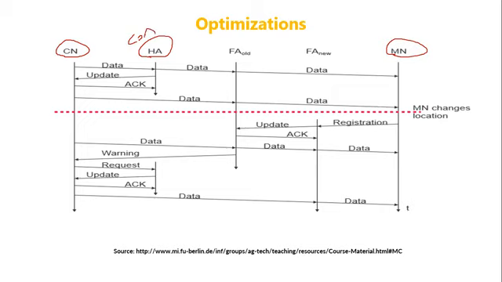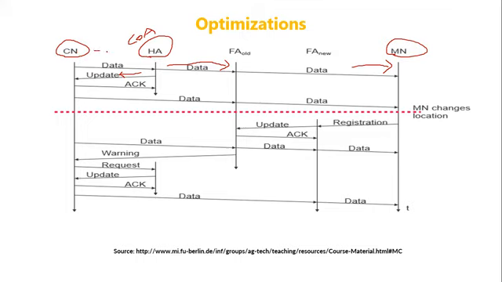So the correspondent node sends the packet to the home agent. Now the home agent knows that the mobile node is not in the home network, whereas it is in a foreign network. So it sends the data to that particular COA, which is nothing but FA old, and from there the data reaches the mobile node. But after doing this, home agent also sends the binding update to the CN.